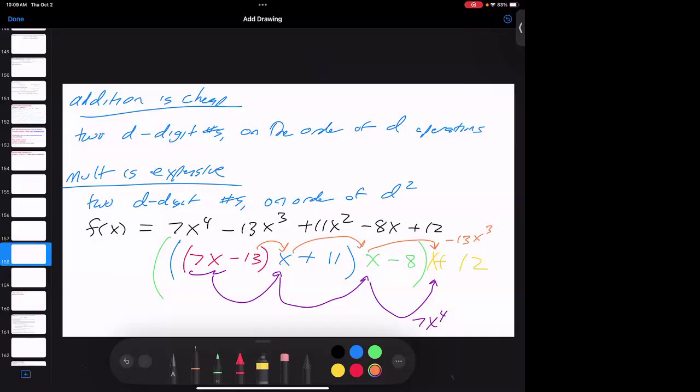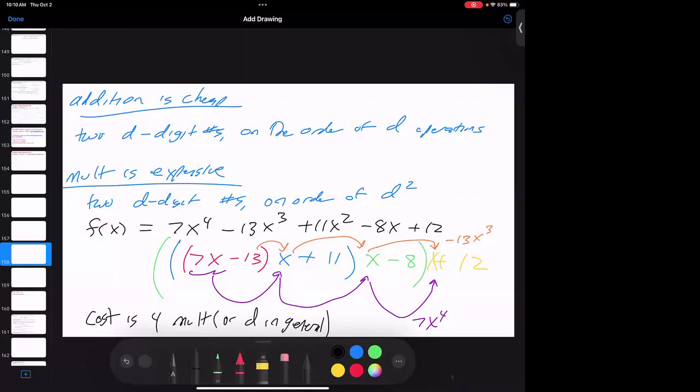How many multiplications does it cost with parentheses like this? How many multiplications? 4. Cost is 4 multiplications, or D in general. So rather than have polynomial evaluation cost D squared, we can make it cost D by grouping the calculations in a more efficient manner.